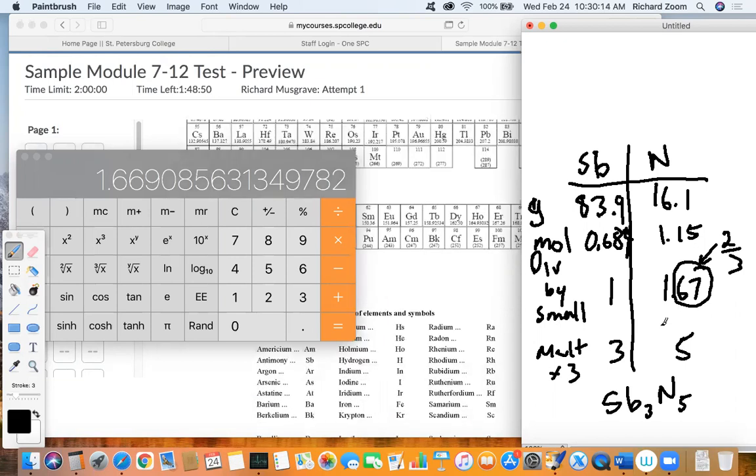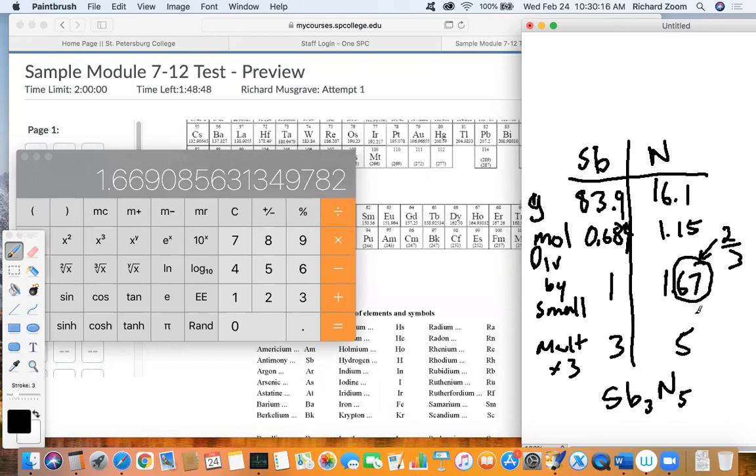Yeah. A lot of people fail that kind of question because they don't know the decimal conversions of certain fractions. Anybody have any questions? Okay.